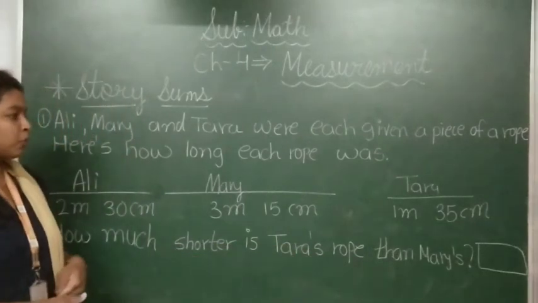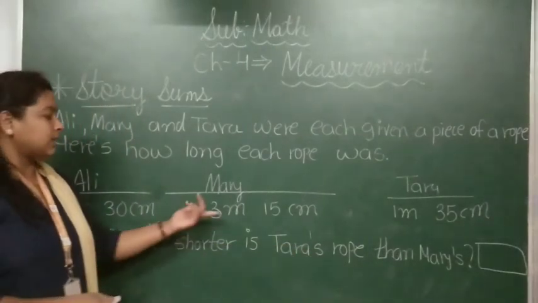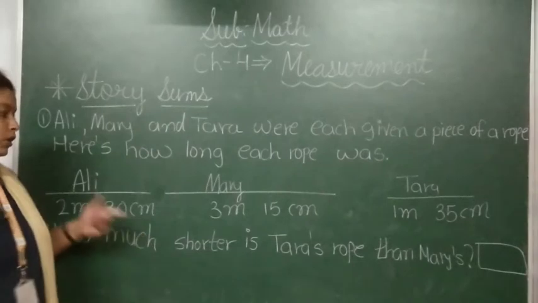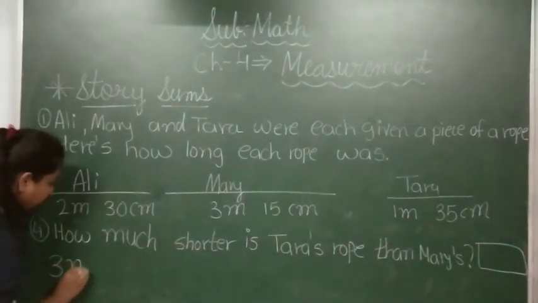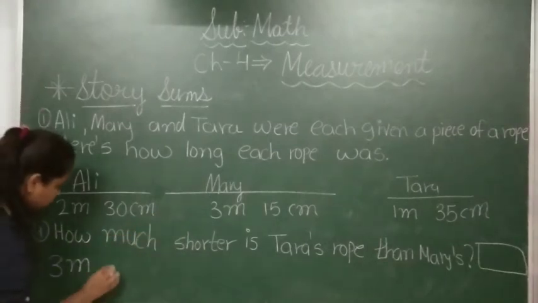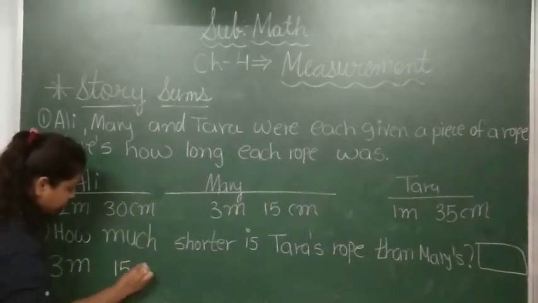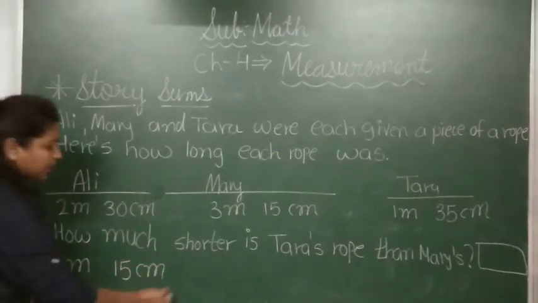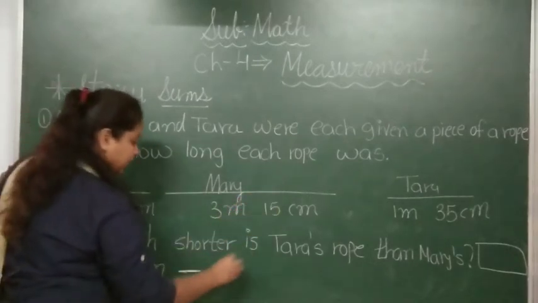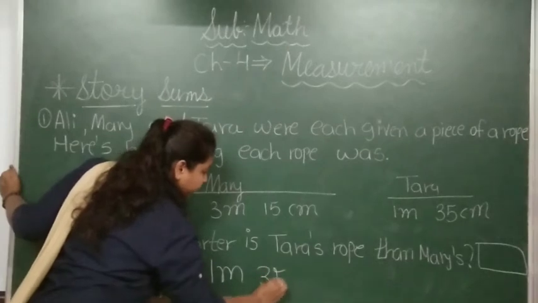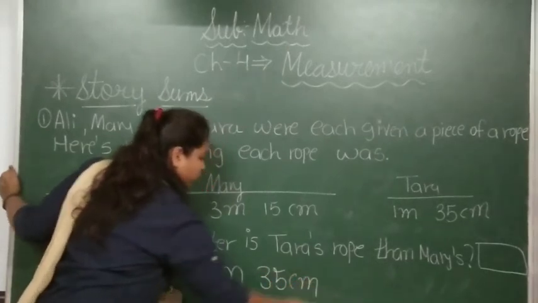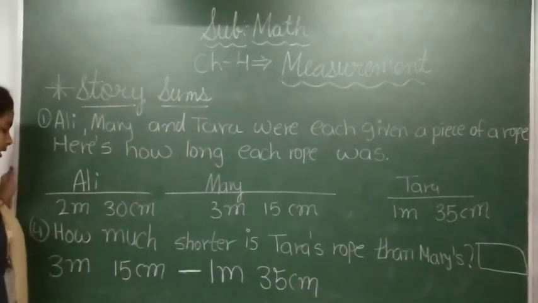अब तारा का रॉक आपको मेजर करना है कि वो कितना छोटा है than मैरी की रॉक से कितना छोटा है। So for that again you have to do subtraction. So you will write Mary's rock length, that is 3 meter and 15 centimeter minus तारा की लेंथ आपको कौन से माइनस करनी है, so 1 meter and 35 centimeter.